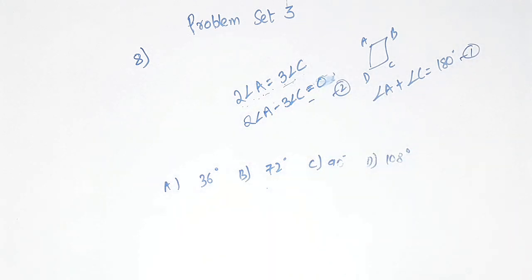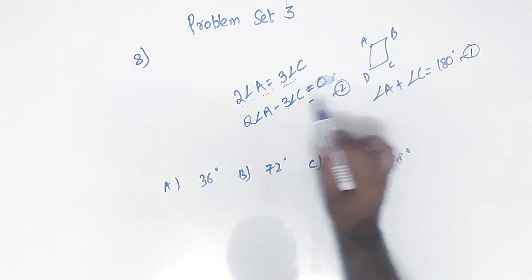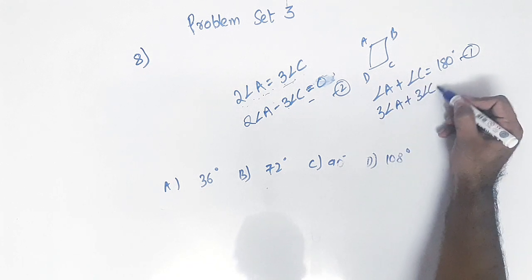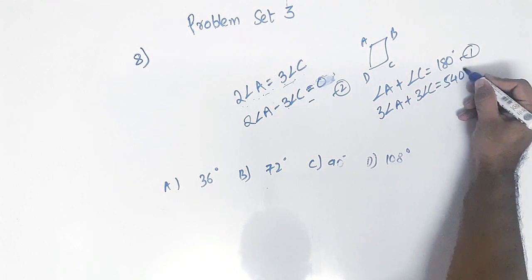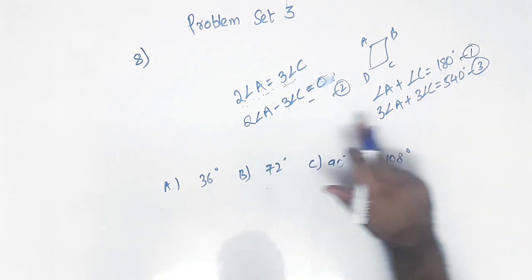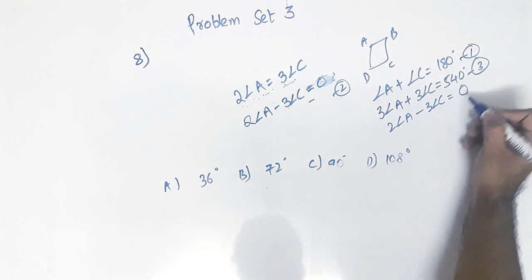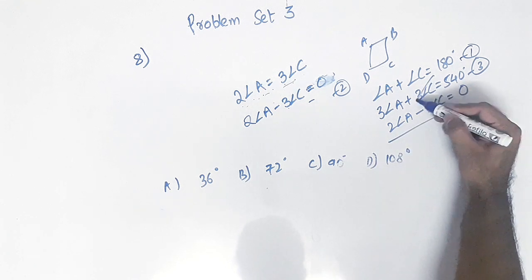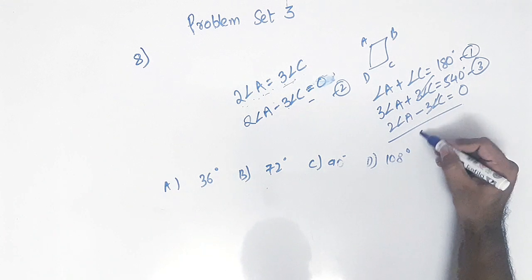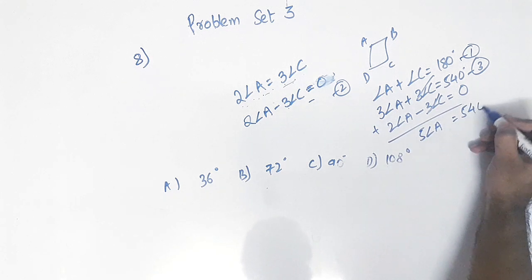Simultaneously, if I solve, let us multiply equation 1 by 3: 3 angle A plus 3 angle C equals 18 threes, which is 54, so 540. Now if I place this below, 2 angle A minus 3 angle C equals 0. So what will happen here? 3 angle C minus 3 angle C becomes 0. This is 5 angle A, correct? Equals 540.